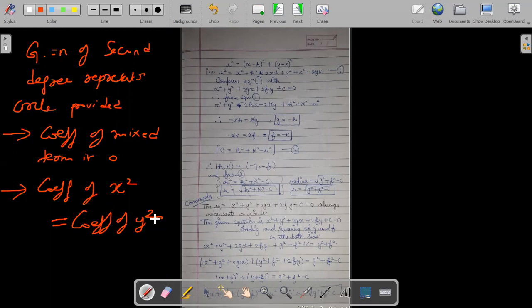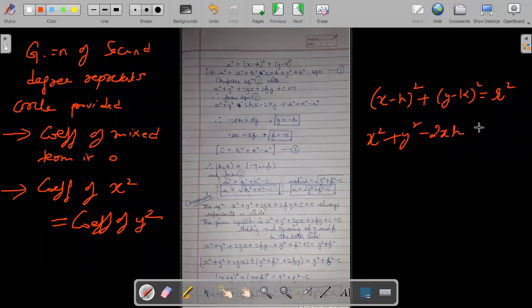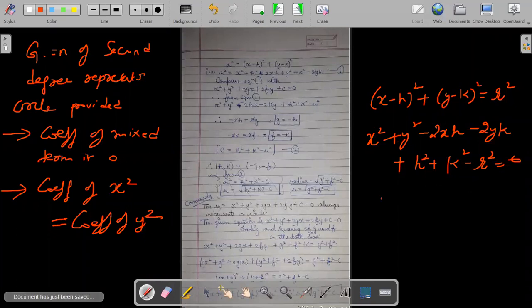All of you, right? Before that, if you remember, we started with this equation: (x minus h) whole square plus (y minus k) whole square is equal to r square. We opened the complete squares, so what did we get? x square plus y square minus 2xh minus 2yk plus h square plus k square minus r square is equal to 0. Right? So we had found the center. The center is what? Minus half the coefficient of x and minus half the coefficient of y, right? Now if you see, what is the constant term in this equation?